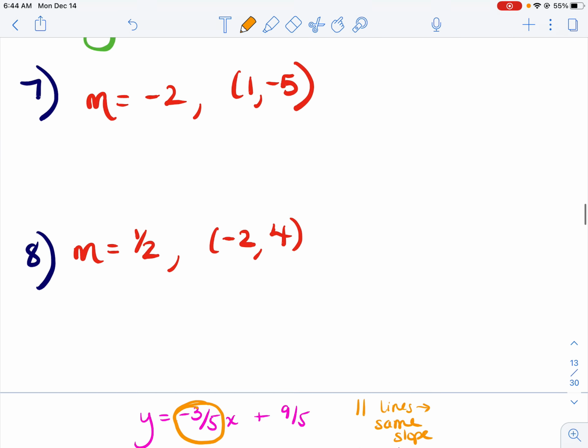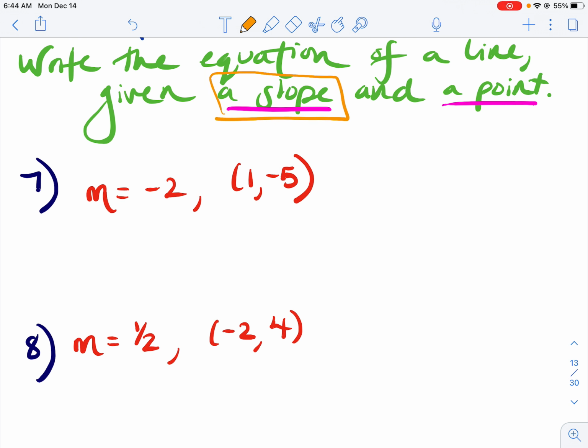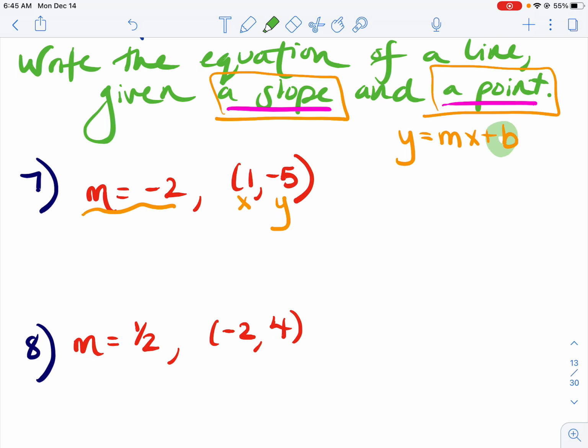Excellent. All right, so last two we're going to do, and then we'll call it a day. You guys are doing awesome. We're going to try these together. It says write the equation of a line given a slope and a point. So this is a little different now. If you look at question number 7, I've told you that m is -2, and I've given you an x and a y. What are we missing here? To write the equation of a line, y equals mx plus b, we need to find b. That's what we're missing.